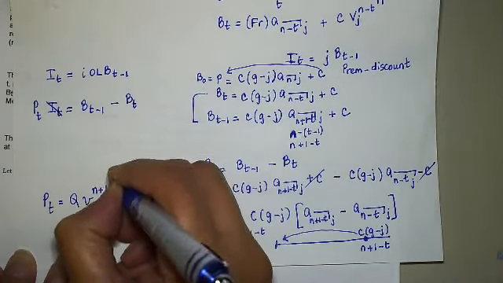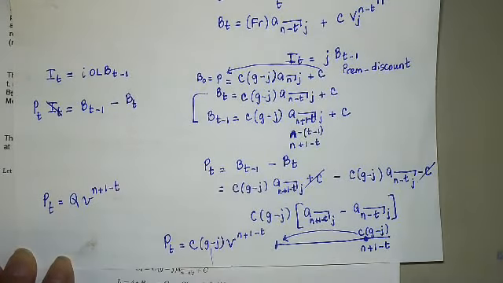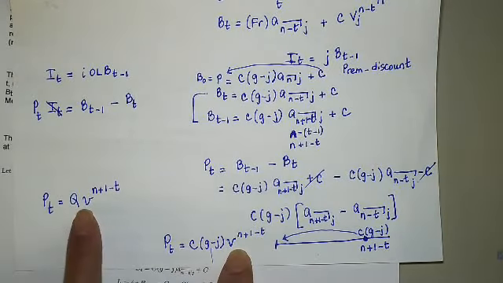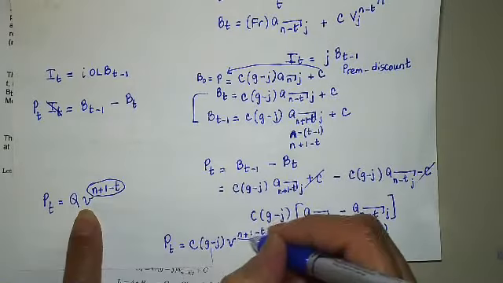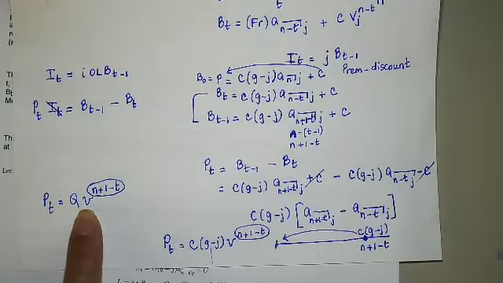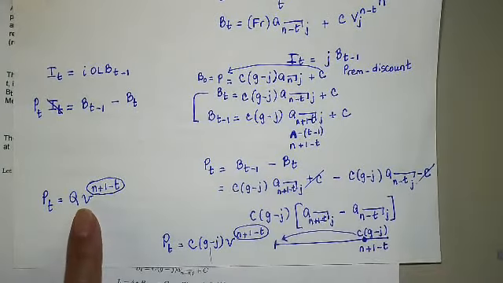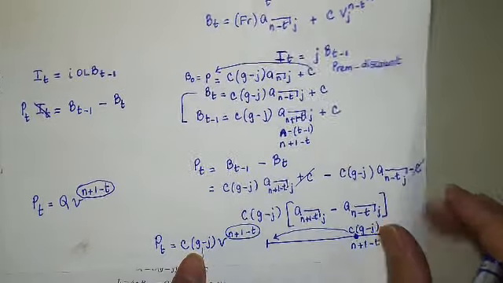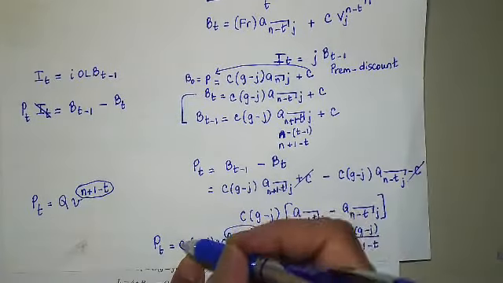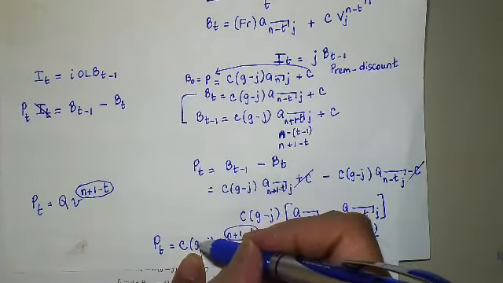What did it used to be? For amortization, what was the formula for P of t? Q v to the n plus 1 minus t. So look at this. The v exponent is the same: n plus 1 minus t, n plus 1 minus t.